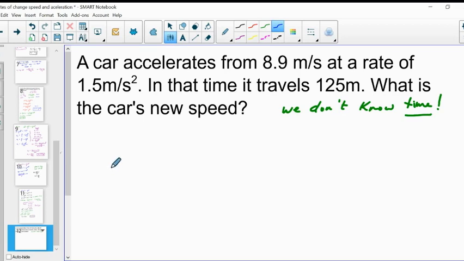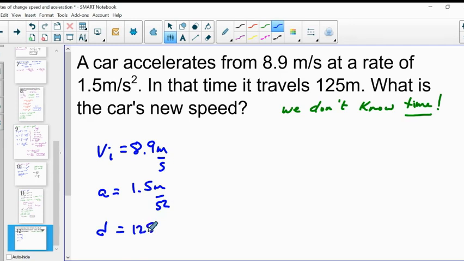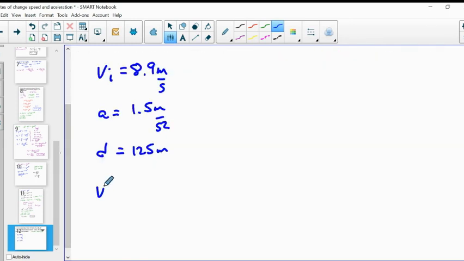Like we've done in previous problems, let's start by identifying what we do know. We have an initial velocity of 8.9 meters per second. We have an acceleration of 1.5 meters per second squared, and we have a distance traveled of 125 meters. What we're being asked to find is the final velocity.